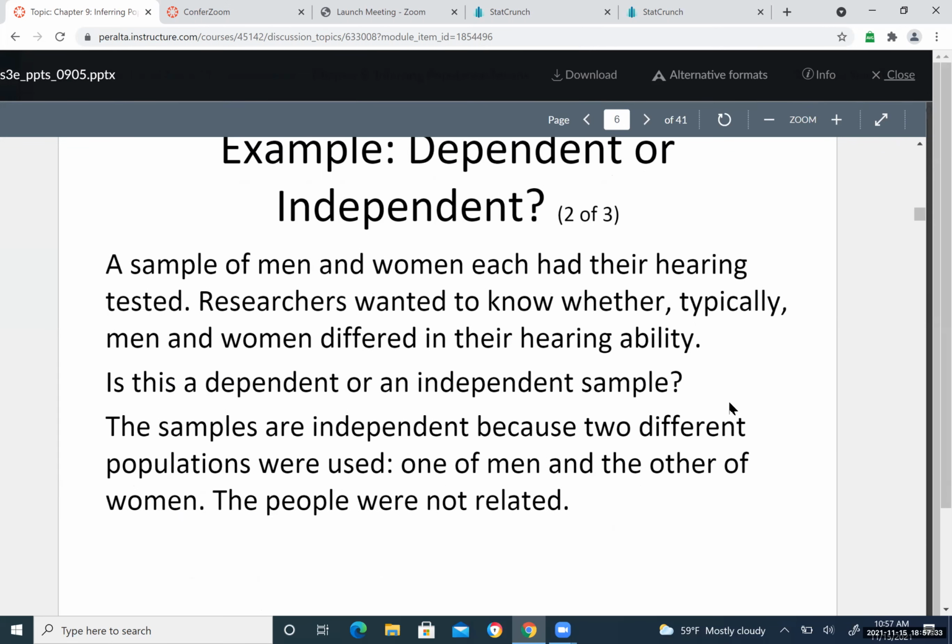How about this one? This is the same example for independence. A sample of men and women each had their hearing tested. Researchers wanted to know whether typically men and women differ in their hearing ability. Is this a dependent or independent sample? And this is obviously independent because it's talking about two persons separately.